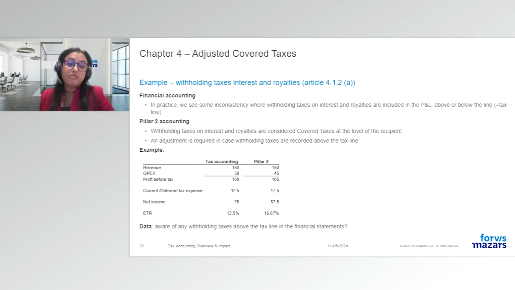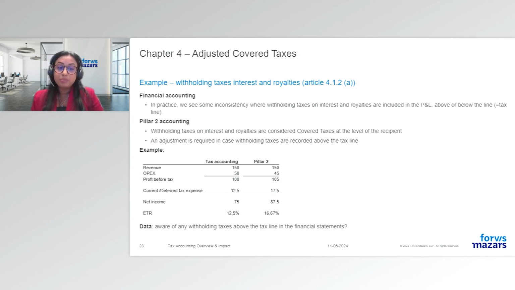So this is an example of Article 4.2.1, paragraph A. This example illustrates that the ETR increases when, for example, withholding taxes are adjusted from above the line to below the line. Above the line means it's booked in the OPEX, and below the line means that it's booked in the tax line. In this example, the amount of the withholding tax is 5. In the Pillar 2 ETR, the OPEX decreases from 50 to 45, and the tax expense increases with 5, resulting in a Pillar 2 ETR of 16.7%.